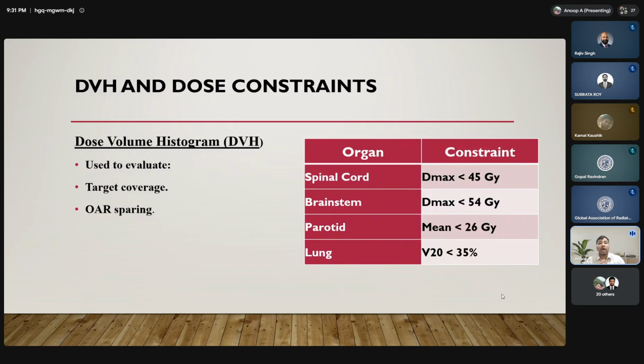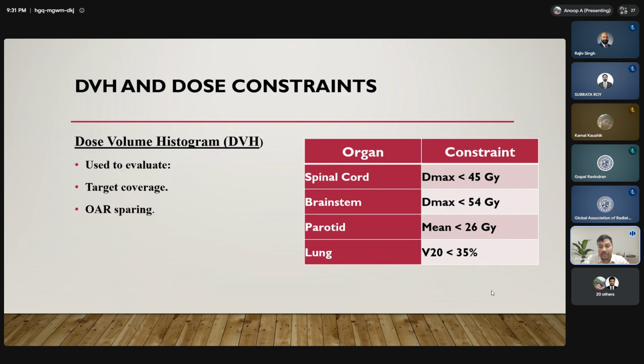Then we will discuss DVH and dose constraints. A DVH means dose volume histogram. It is the most essential graphical tool used in radiation treatment planning to summarize the 3D radiation dose distribution into a single easy to read 2D plot. Dose constraints are predefined numerical thresholds used in radiation treatment planning to limit the radiation delivered to the surrounding healthy tissue while ensuring adequate tumor coverage.